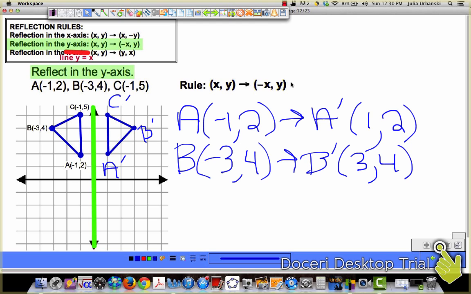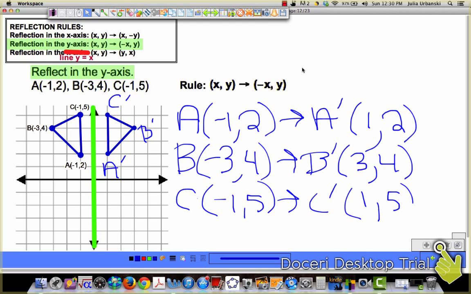And the C at -1, 5 would turn into C prime, where the X stays as it is. No, I'm sorry, the X changes. X, which is -1, turns into the opposite of X, which is +1. And this time it's the Y that stays the same. So we're at the point -1, 5, which you see for C prime is 1, +5 right there. So you have a reflection that's exactly the same shape, but flipped around on the other side of the mirror.